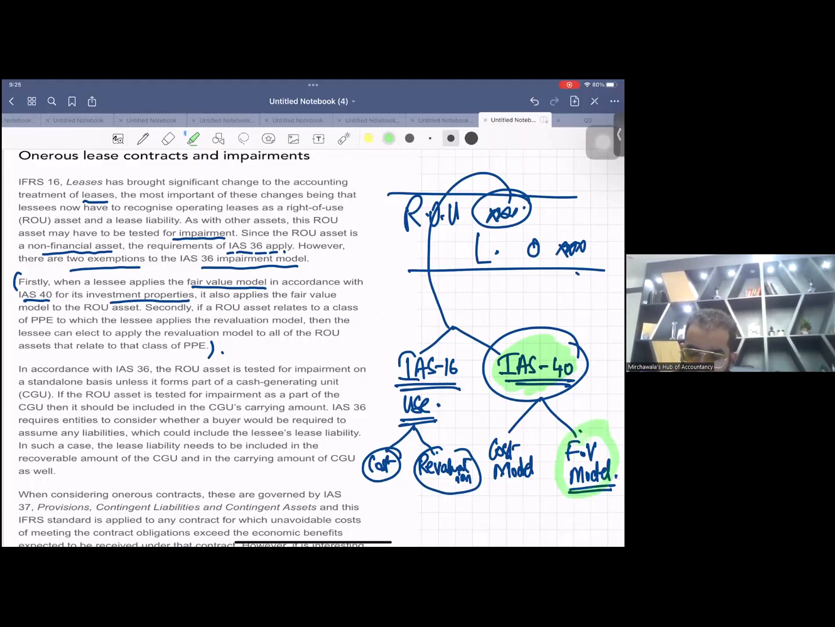So if you are applying the fair value model of IS 40, please recall it. In IS 40 fair value model, all changes in fair value are to be taken to P&L. So there will be an automatic impairment. So no need to book impairment under IS 36 now. This is what this guy is saying.